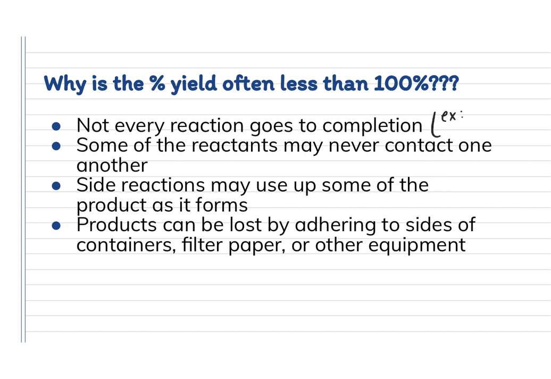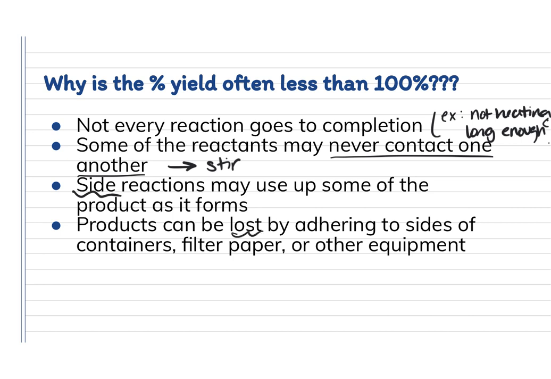So for example, with our sodium bicarb lab, not heating it long enough. So sometimes if we don't let the reaction go all the way through, it's not going to fully react and we're not going to make as much product. Sometimes the reactants never contact one another. So that's why sometimes we will stir them to kind of force them to come in contact with each other. We might have some side reactions that are happening, so that can sometimes occur as well. And we might just lose some product by adhering to containers, filter paper, other equipment. So there are some things that can go wrong that will potentially impact our percent yield.